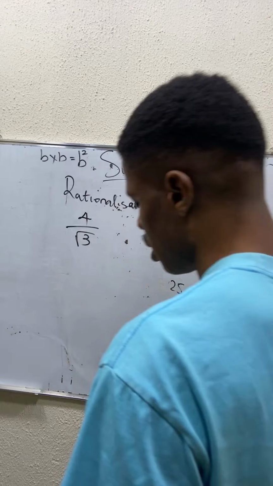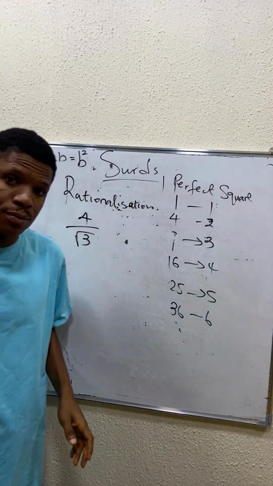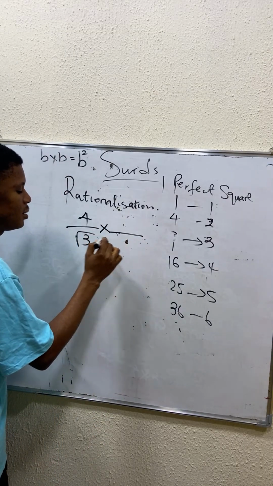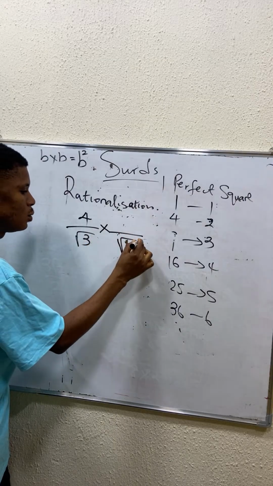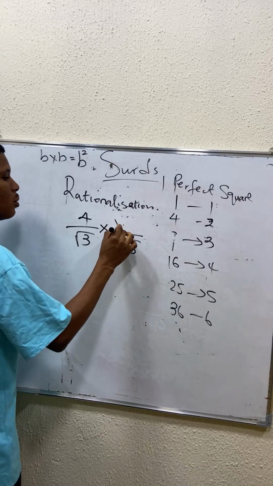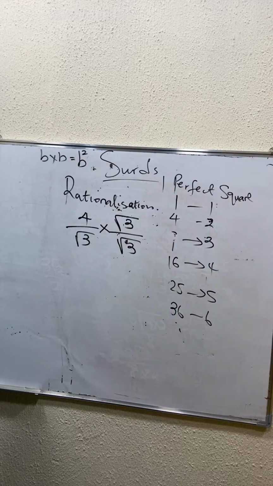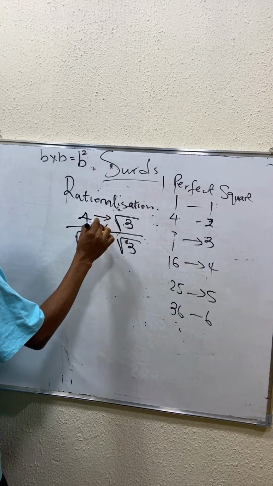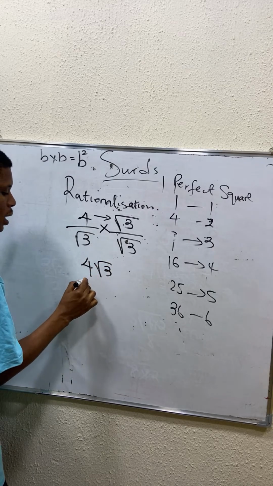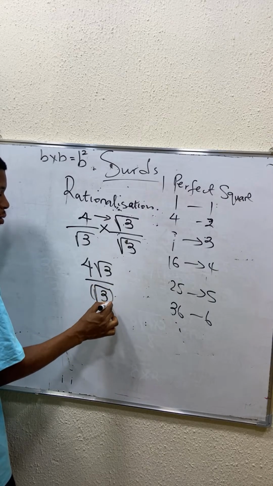Simplify 4 over root 3. To simplify 4 over root 3 is very, very simple. You multiply the denominator by the same irrational part, which is root 3. If you multiply it by root 3, you also have to multiply the numerator by the same irrational part, which is root 3. So what do you get? 4 times this will give you 4 root 3. And then in the denominator, when you multiply, you have a perfect square, which is root 3 squared.